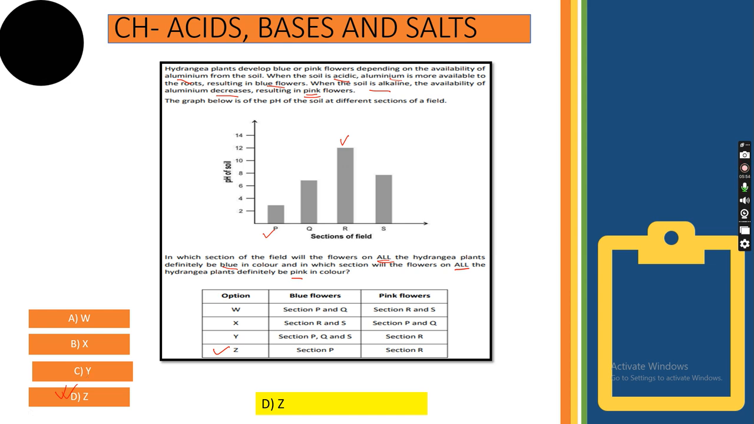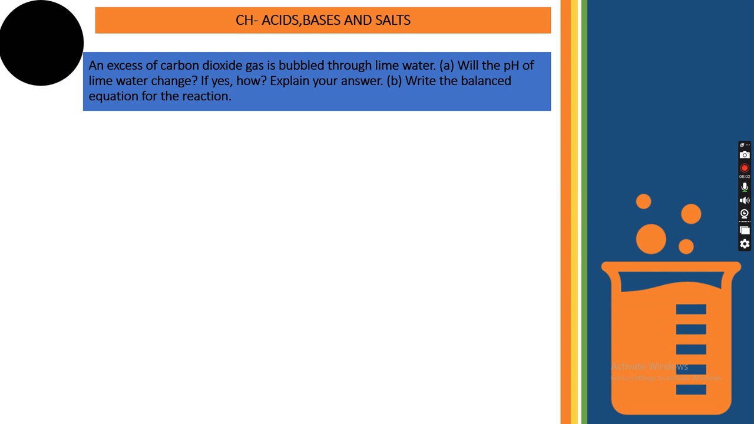So read the question what is being given and try to understand and find out the logic there, find out the keywords, and then you start answering. Okay, moving to the next one. An excess of carbon dioxide gas is bubbled through lime water. I hope you remember this. Lime water turns milky. Why? When you put carbon dioxide gas, right? So remember that sentence. So based on that, okay.